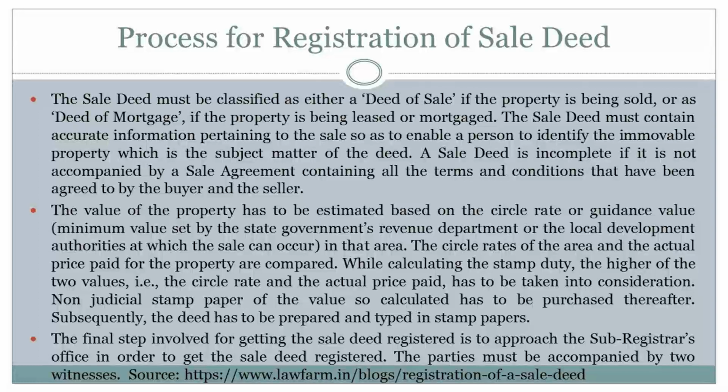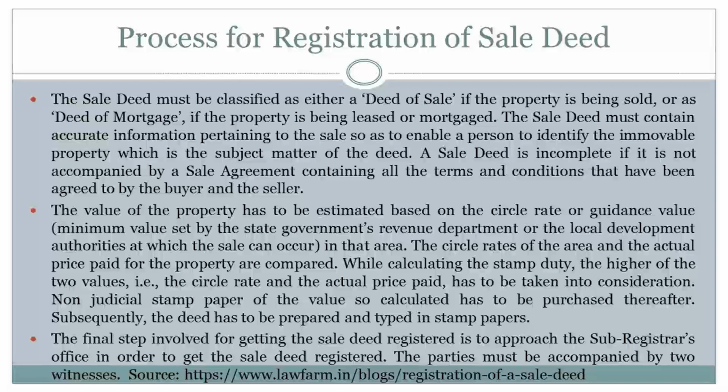The value of the property has to be estimated based on the circle rate or guidance value. So it's known as the circle rate or the guidance value, which is the minimum value set by the state government's revenue department or the local development authority at which the sale can occur in that area. The circle rates of the area and the actual price paid for the property are compared. While calculating the stamp duty, the higher of the two values, that is the circle rate and the actual price paid, has to be taken into consideration.